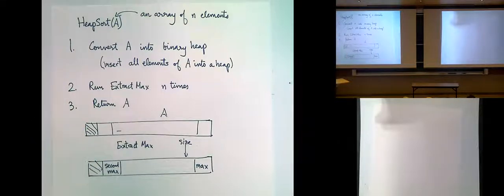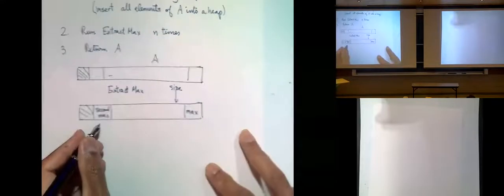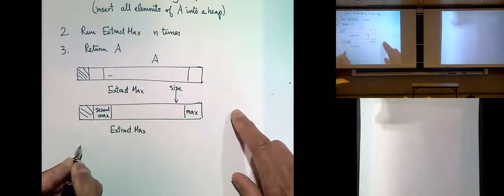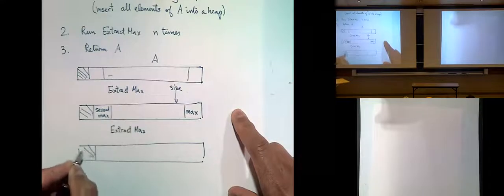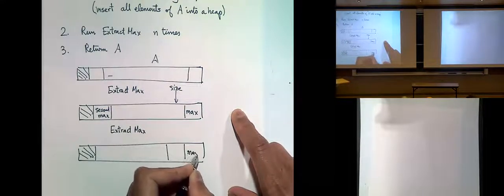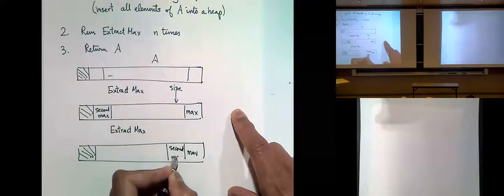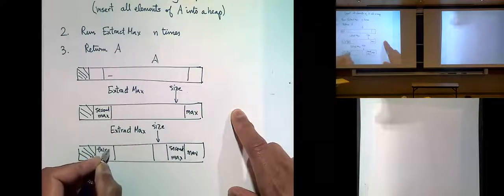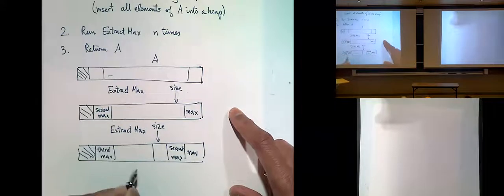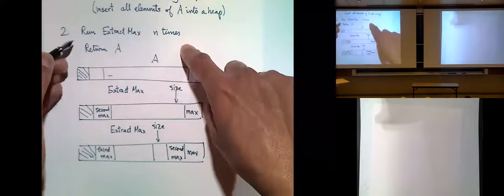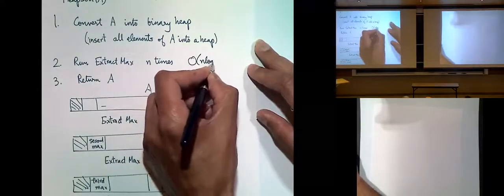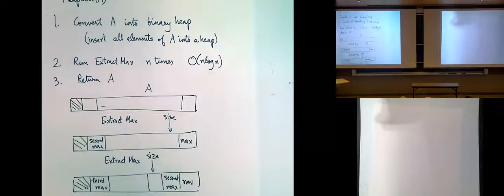Okay. So let me just give this argument. The max is here now. When you do extract max again, the second max ends up here, size goes down, and this is the third max, so on and so forth. So when you call extract max n times, you end up with a sorted array, right? And this runs in O of n log n, because each extract max runs in log n time. So this is another way of getting n log n sorting, yeah?